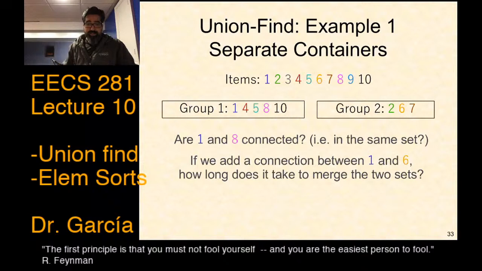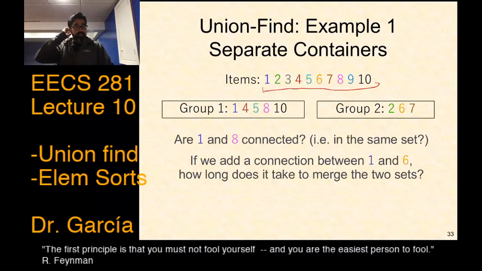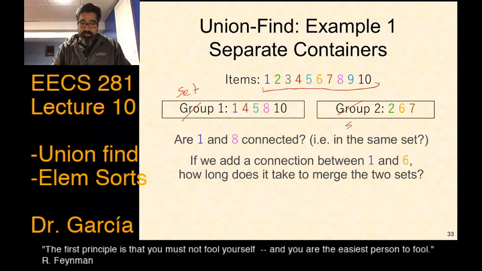Let's say you have a set of items right here. Again, we're going to think of them as integers. They're all a different color because they're single element sets. The better label here is just set one rather than group, just to avoid the mathematical distinction. So set one might be 1, 4, 5, 8, 10, and then set 2 might be 2, 6, and 7. We're just choosing that as an example.